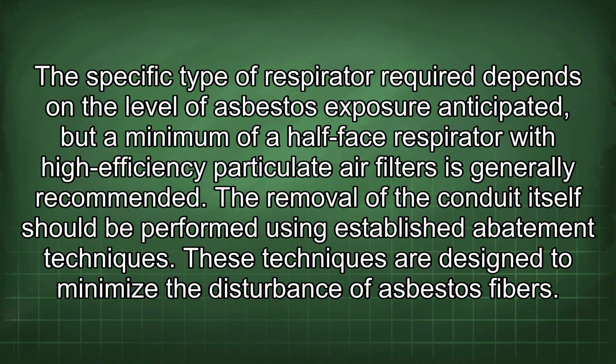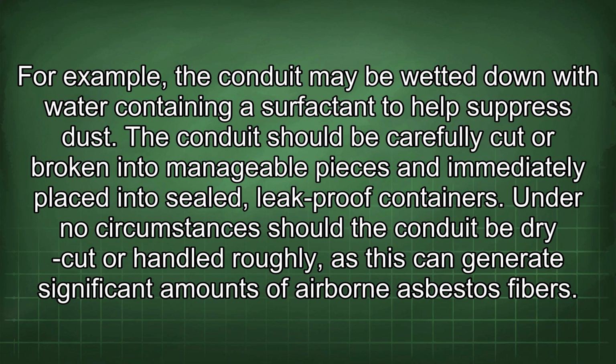The removal of the conduit itself should be performed using established abatement techniques. These techniques are designed to minimize the disturbance of asbestos fibers. For example, the conduit may be wetted down with water containing a surfactant to help suppress dust. The conduit should be carefully cut or broken into manageable pieces and immediately placed into sealed, leak-proof containers.